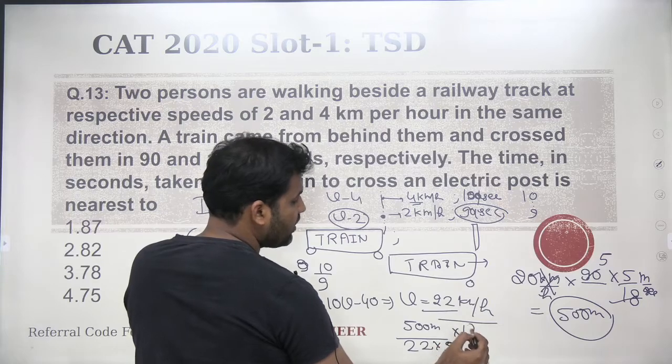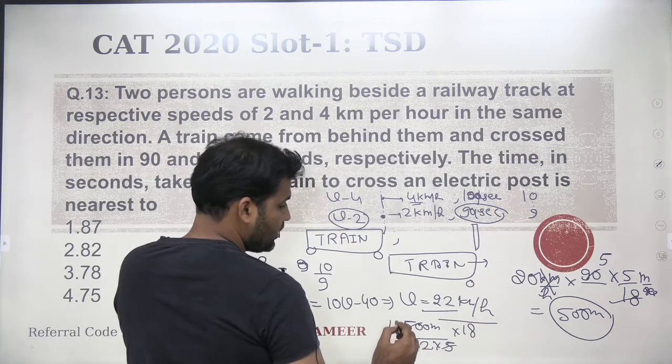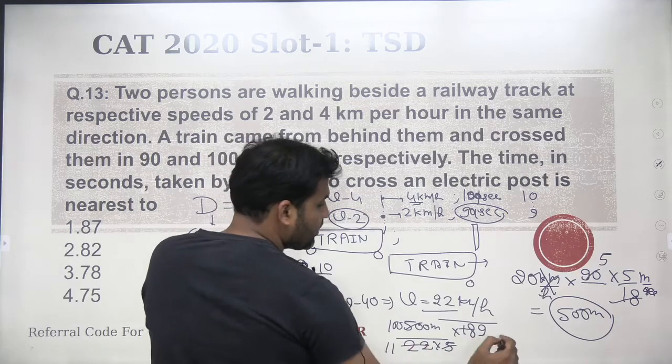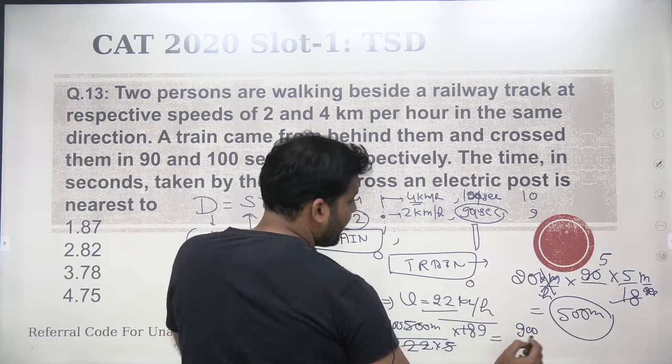So 18 will go in the numerator. This will cancel with 100, this will cancel with 9, this will cancel with 11. So the time taken would be 900 by 11.